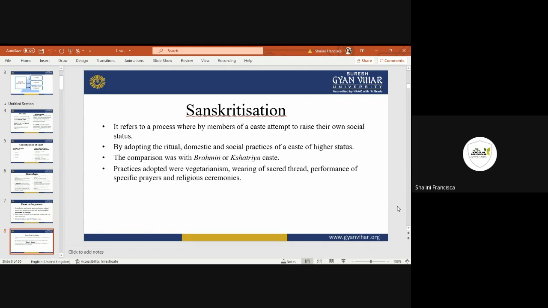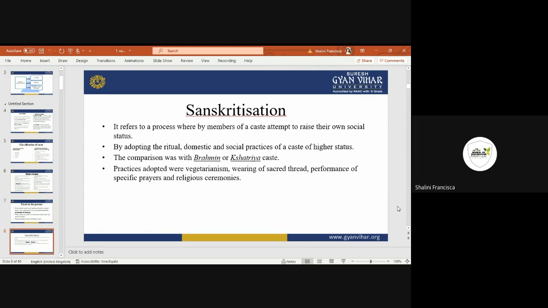If you talk about Sanskritization, it refers to a process whereby members of a caste attempt to raise their own social status. They saw some members don't want to fall in the category of the caste which was given to them by birth. So they started to have some modification in their work, in their occupation, in their way of living, in their behavior, in their wearing style, so that they can raise their status to another caste hierarchy.